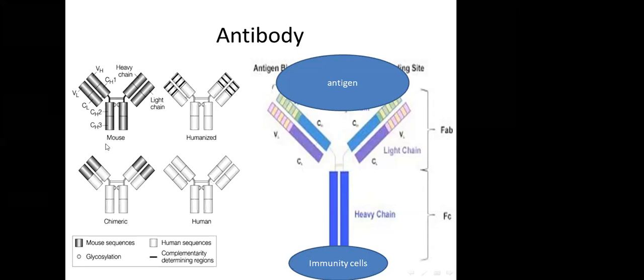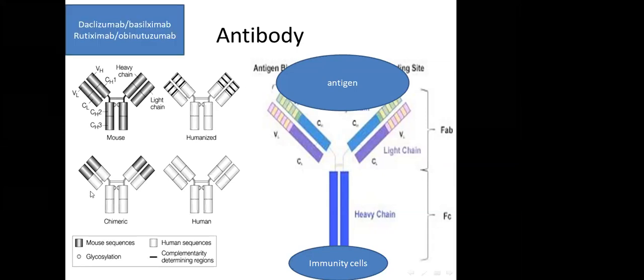You should know that any chimeric antibody will end by -ximab, but the humanized antibody will end by -zumab. So we have four medications here, what is called daclizumab and basiliximab. Zumab means this drug is humanized. This means that it will be less antigenic. Around 95% of its structure will be human.